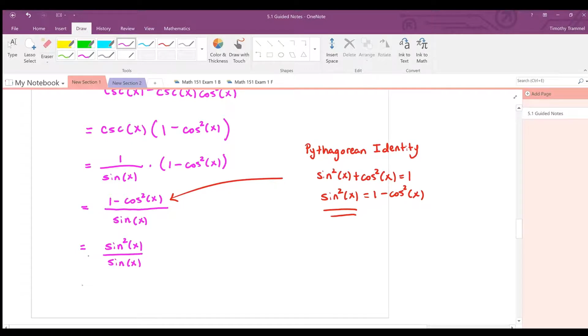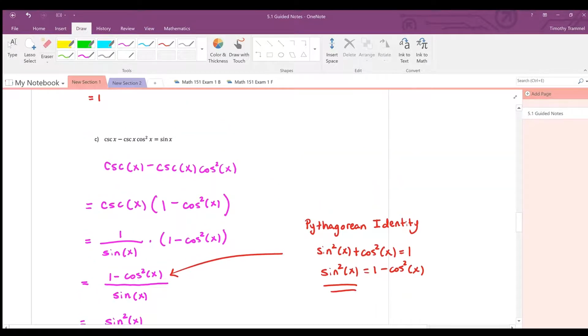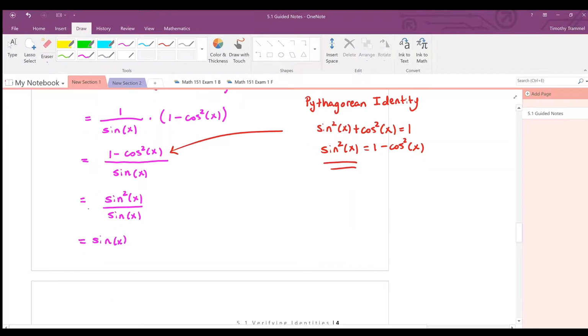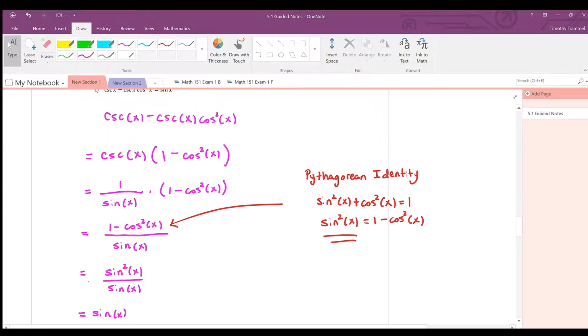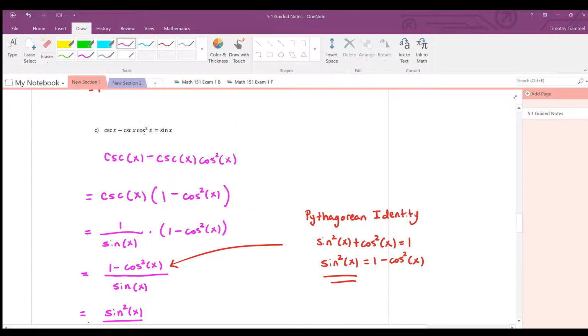Which will simplify to just sine of x. Okay. So we have gone from the left-hand side of the equation to the right-hand side of the equation using just algebra and trig identities. Okay. And what we've done here is we've verified that these two expressions are equal for all x.